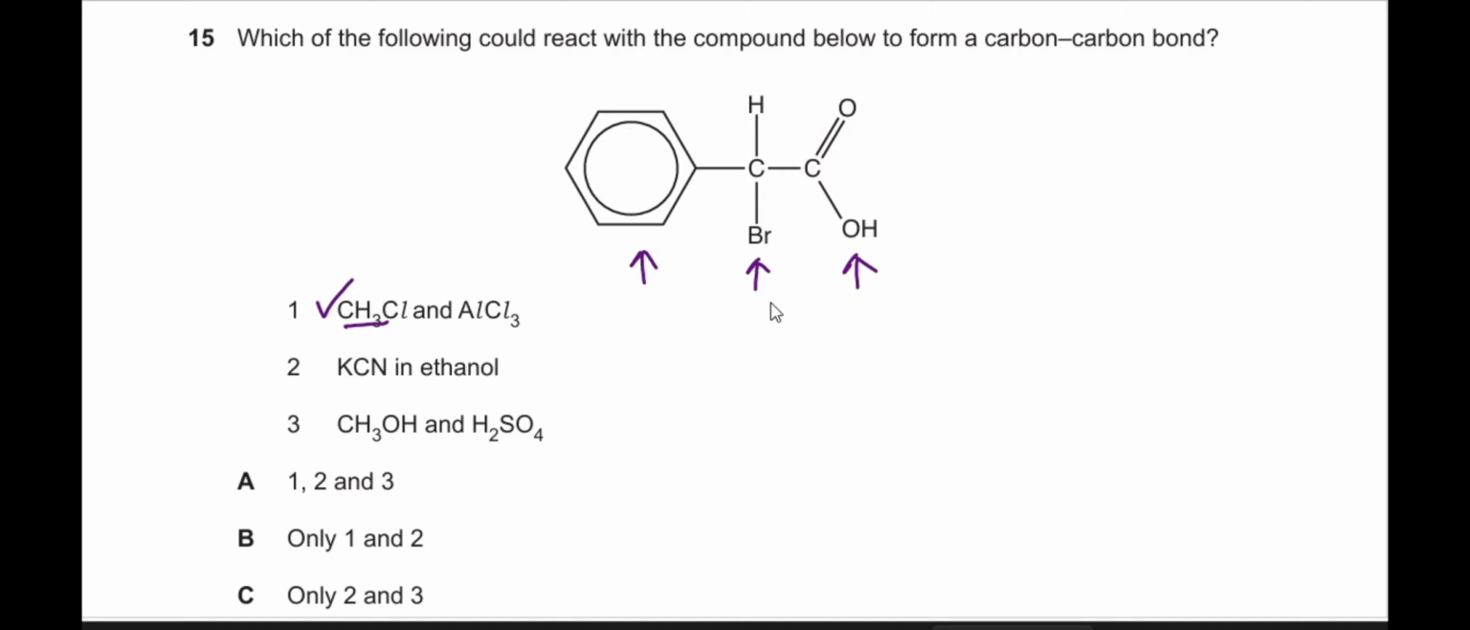The carbon-bromine bond in the given compound is susceptible to nucleophilic substitution from potassium cyanide, thereby attaching the nitrile group to the carbon atom here, thereby forming the carbon-carbon bond. So this is also correct. The carboxylic acid group will react with the methanol in presence of H2SO4 to produce an ester, but the ester will not create a carbon-carbon bond. Therefore, this is not true. So only 1 and 2 statements are correct. Therefore, correct option is B.